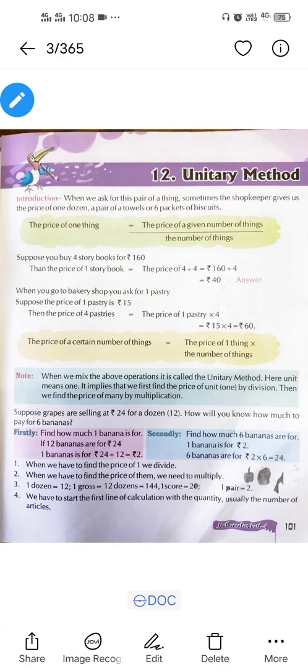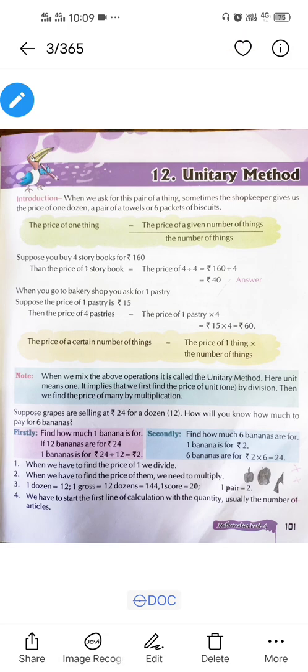That is your chapter 12. We have already studied multiplication and division. So we'll be applying these two properties, division and multiplication, in this unitary method.